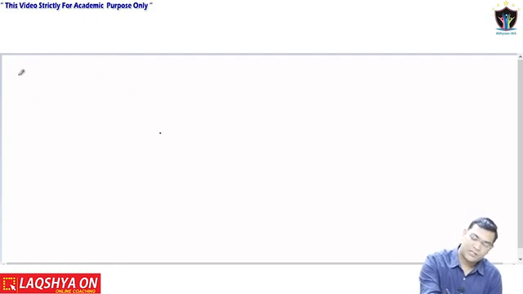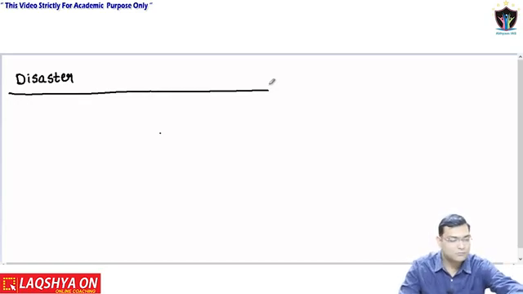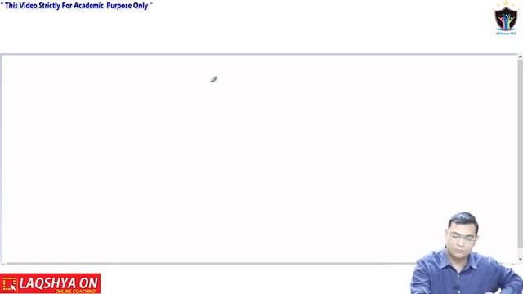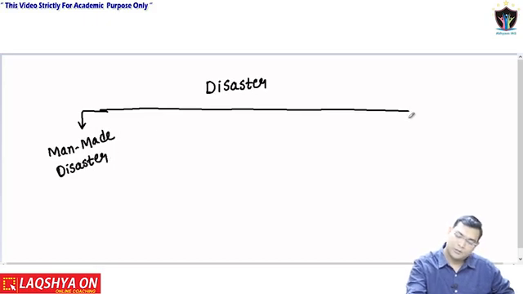Now generally disasters are divided into two types: man-made disasters and natural disasters.